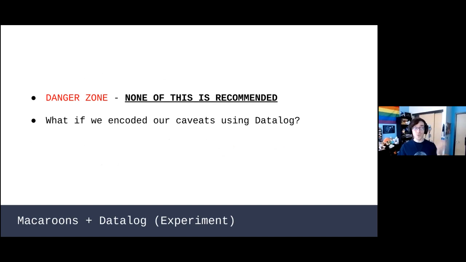So I asked the question, what if we encode our caveats using Datalog? And I had to be careful because we need to make sure we're adding only restrictions. We cannot be adding capabilities. We can't amplify, because then anybody could add a Datalog amplification and make their permissions wild. We don't want that. We just want to add restrictions.